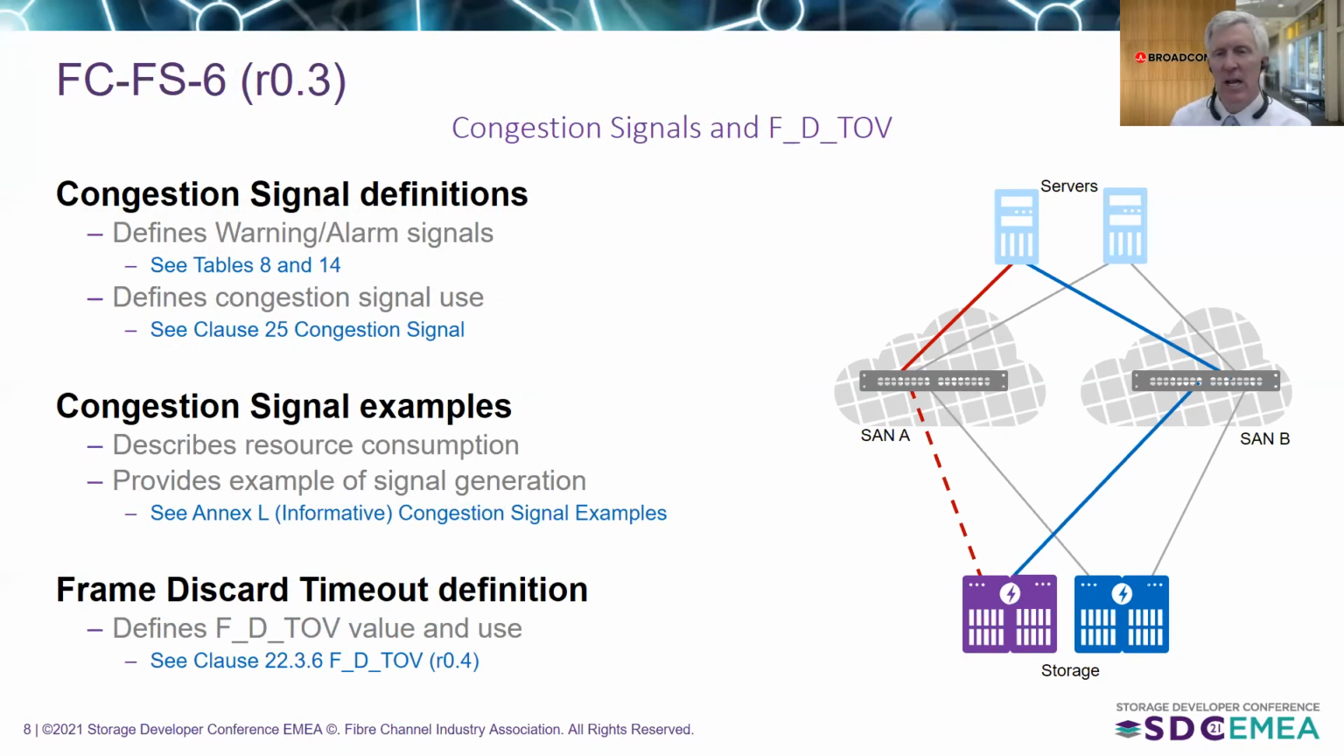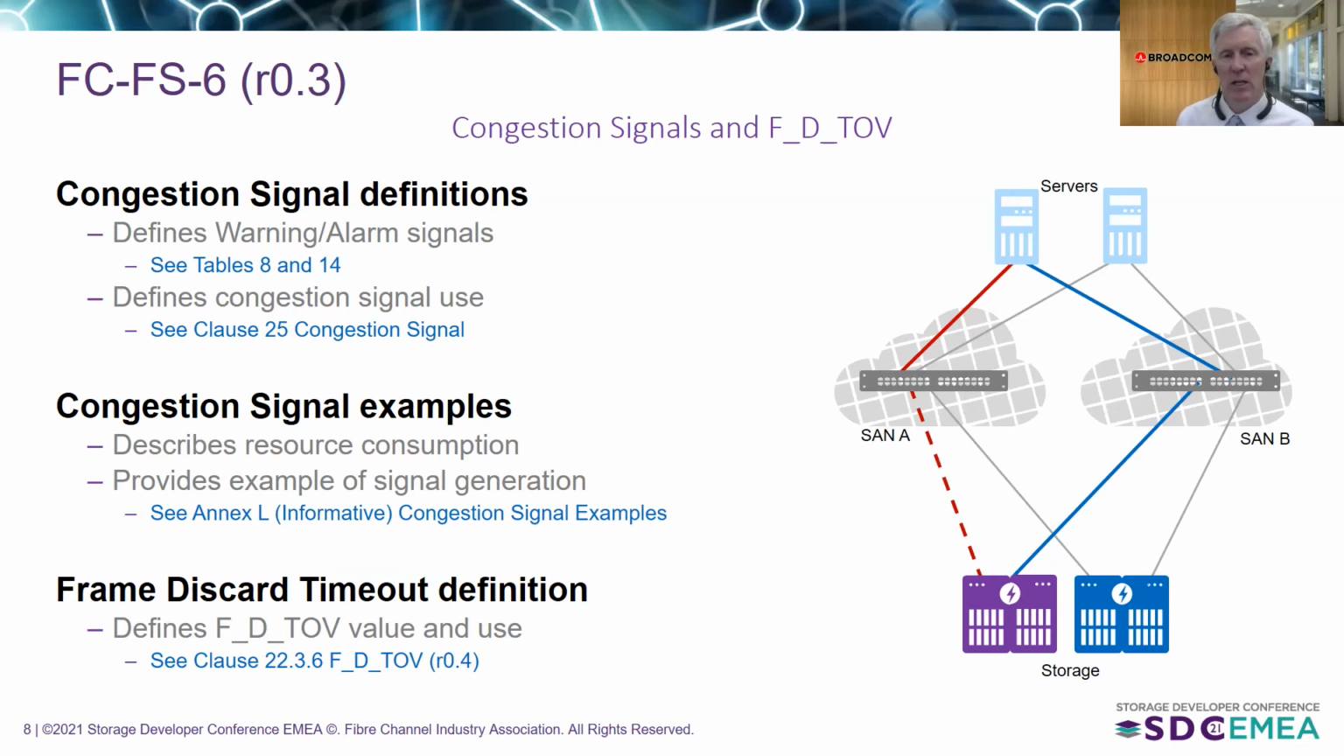In the framing and signaling standard, we've defined the primitive necessary to generate the congestion signal, as well as a new timeout value known as the frame discard timeout value that provides end devices with a threshold for determining when frames can no longer be moved through the fabric in order to achieve the resource allocation timeout requirements of Fibre Channel. This new timeout value provides both the fabric and the end devices with the ability to exchange this information and then utilize it to indicate when a frame can no longer be processed.